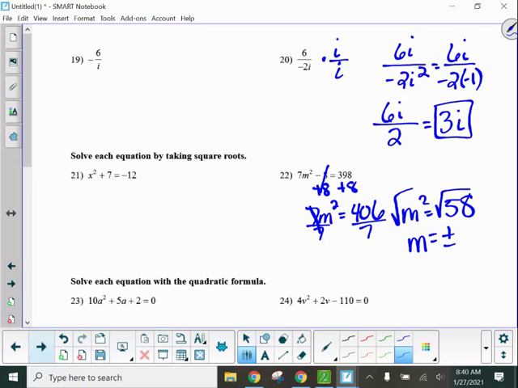Anytime you use the square root property, you do have to put down a plus or minus, and then you're going to look at your square root and see if it simplifies or see if it's a perfect square. Remember, anytime you have the square root of a negative, you're going to change that into an i, and that does happen in number 21.